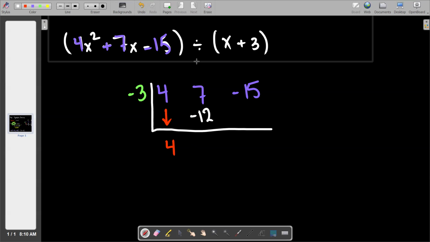And then we add the second column, and what do we get? Perfect. And now we multiply green and red again, right? What do we get? 15, and then we add the third column, and what do we get? So we answer the question, is x plus 3 a factor of the dividend? It is, because we got a remainder of 0.